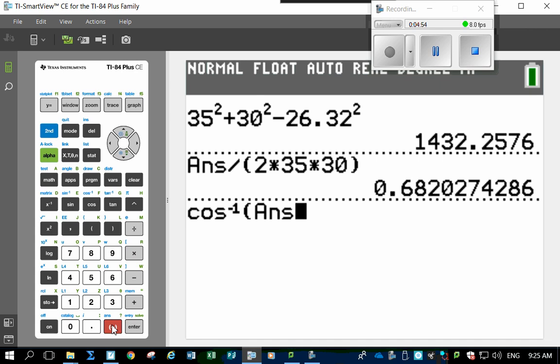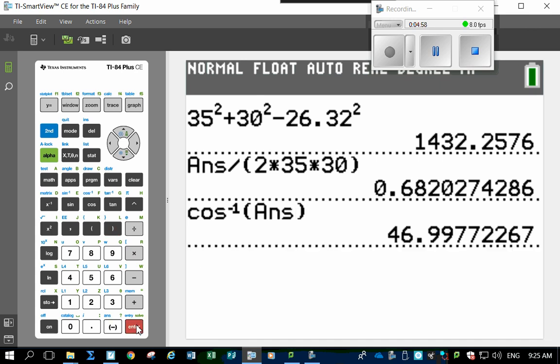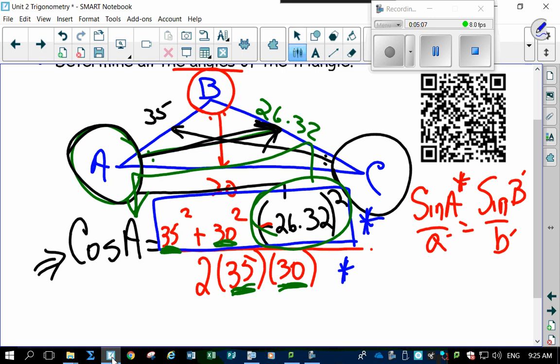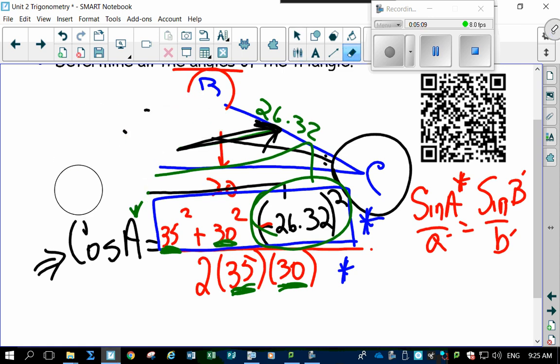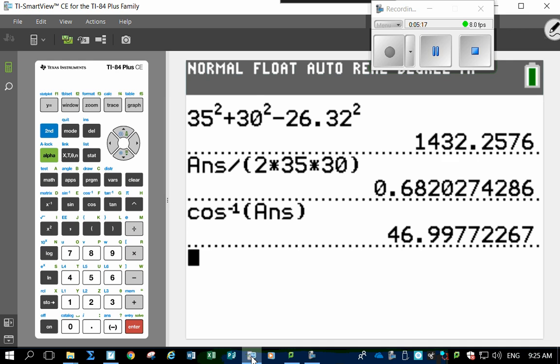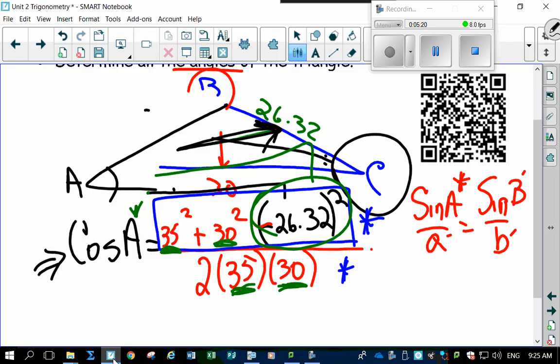There's that answer, 0.6820. Throw into our calculator there, and we hit, oh, look at that, 46.99. That looks close enough to 47 degrees, so let's just leave it at 47. So that means our angle A, now let's get rid of all this stuff. Our angle A here was, what was it? Let's bring it up just to make sure, 47 degrees. Cool. So that's 47 degrees, making this a whole heck of a lot more fun.